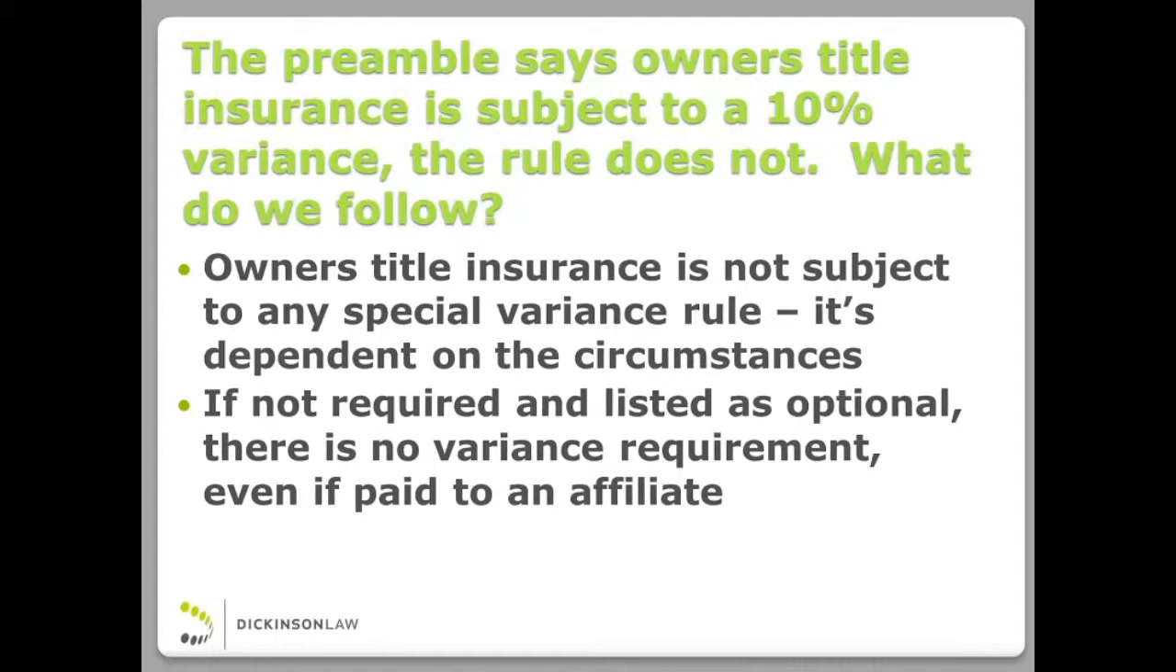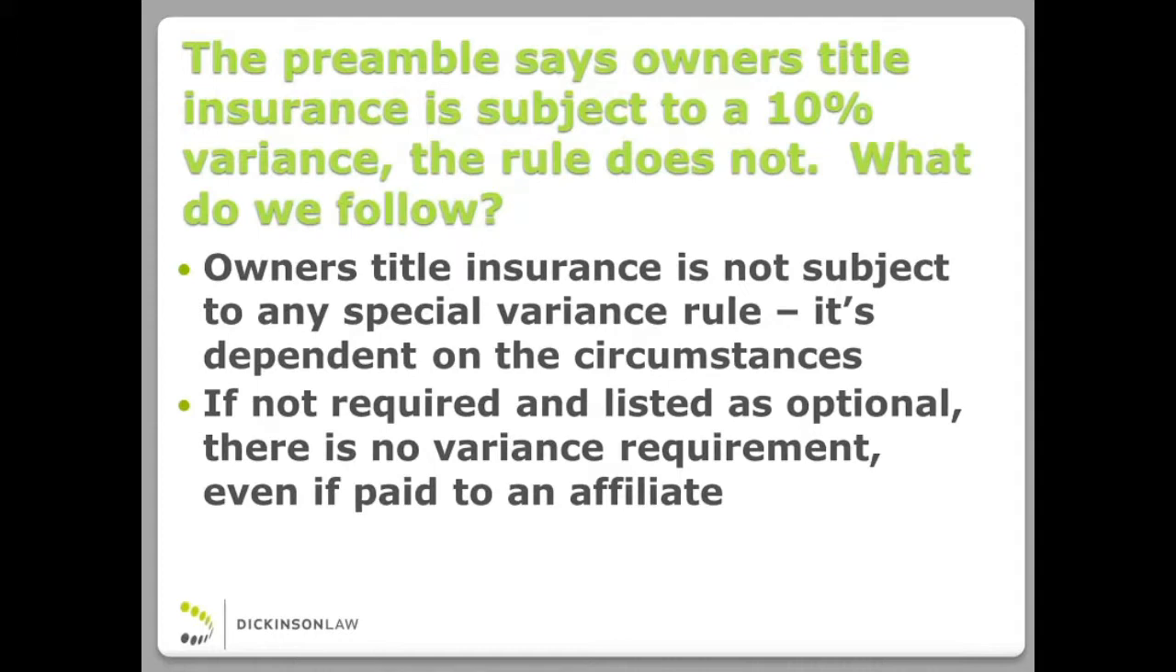Another question, and this is another one I think the CFPB kind of messed up a little bit. The preamble, if you read through the preamble, I hope none of you had to, but if you do, it seems to say that owner's title insurance is subject to the 10% variance. But then that's not really reflected in the final rule when you read it. So it's left a lot of people wondering, well, which do we follow? Is it subject to the variance or isn't it?